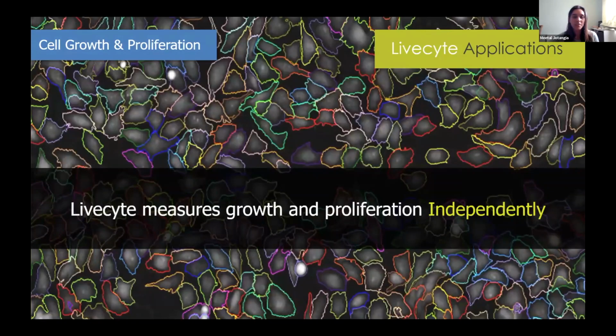And where LiveCyte comes in is it can actually measure growth and proliferation independently. So you've seen some of the high contrast images that Pete and Laura showed, and from that we can quite easily measure label-free cell count. But what we can also do is measure the growth and the mass of the cell using our unique metric, dry mass.